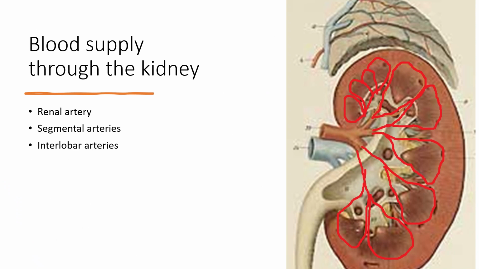Now, the blood supply to the kidney, I actually drew it out here so you could see it. So you have the renal artery, you have the segmental arteries, you have the interlobar arteries, the arcuate arteries here, and you have the interlobular arteries coming off this here.